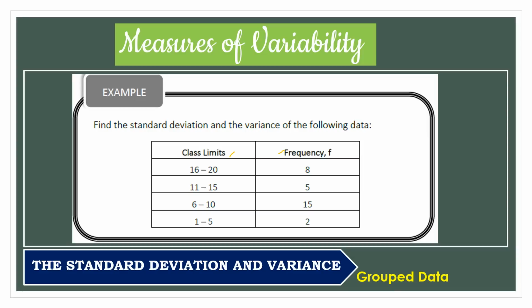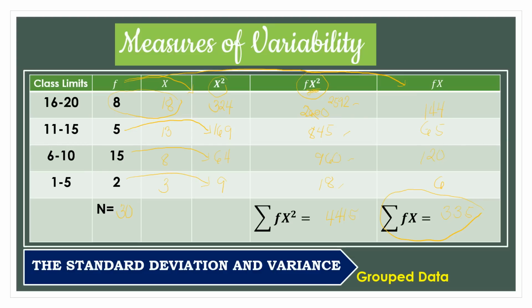Okay, here is the example. We find the standard deviation and variance of the following data. How do we do that? We follow the steps, and in following the steps, we will obtain all of these values. So when you answer the activities, simply construct a table: x for the class mark, then x squared for the square of the class mark, f times x squared, and then f times the value of the class mark.